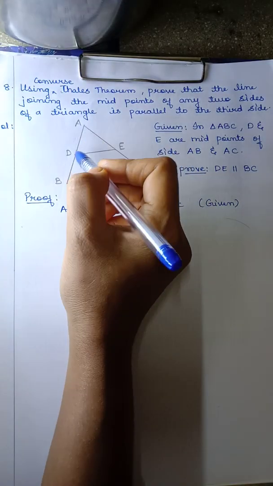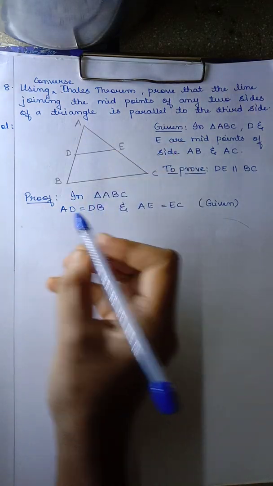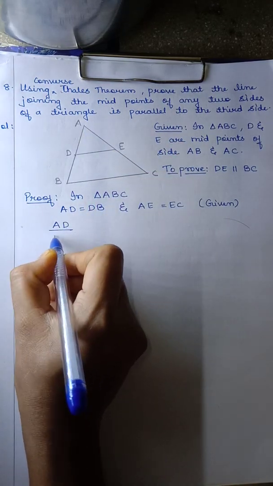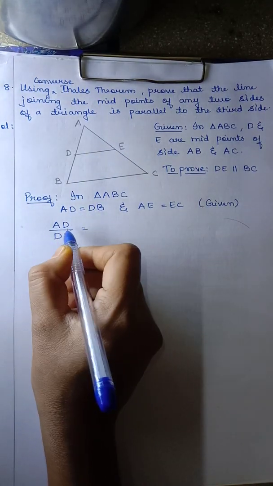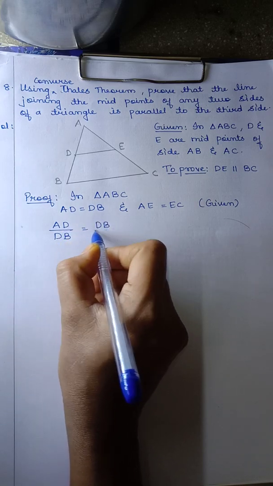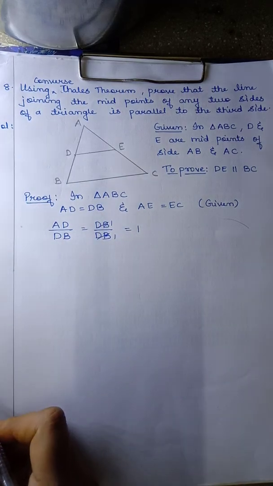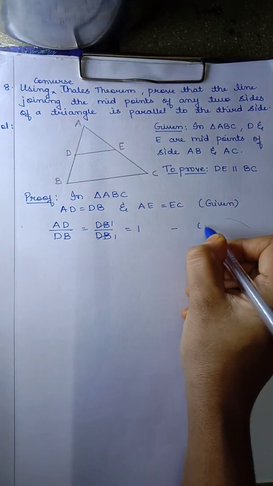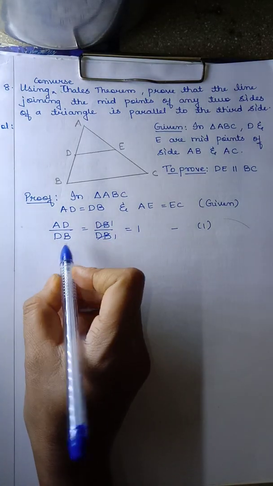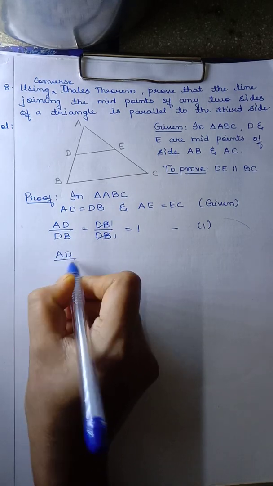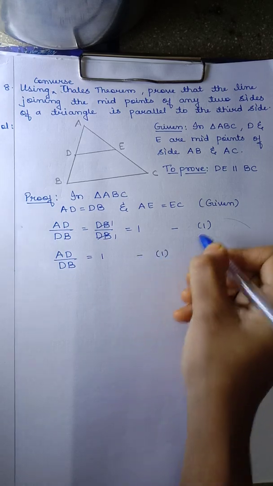Now to get AD by DB equal to AE by EC, firstly let's take the ratio of AD by DB. We have written here AD is equal to DB. So in place of AD I can substitute DB upon DB. This will get cancelled, so you will get equal to 1. So this is equation 1: AD by DB is equal to 1.